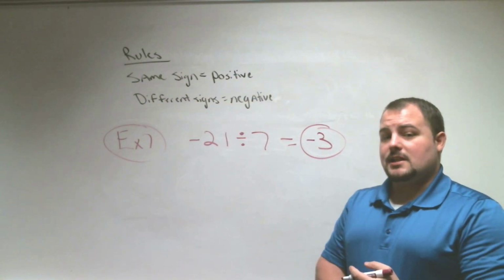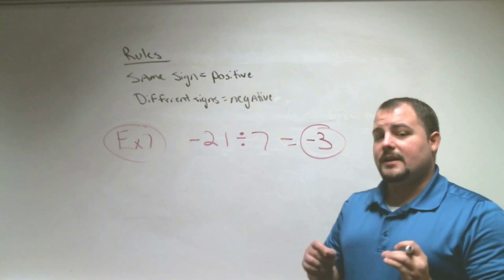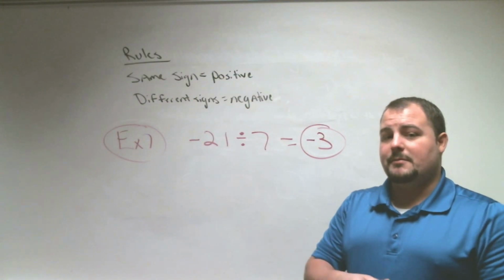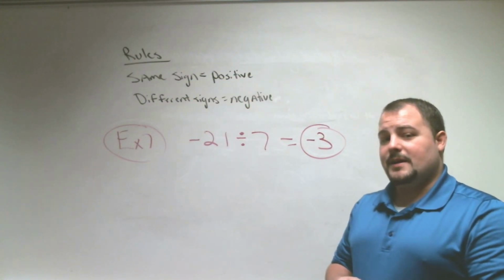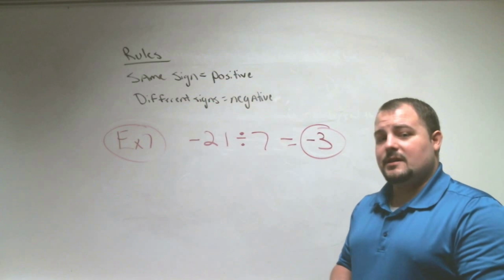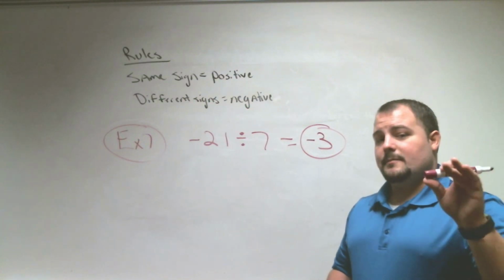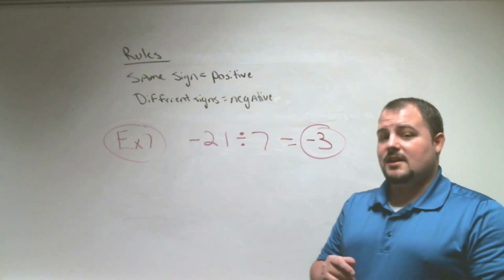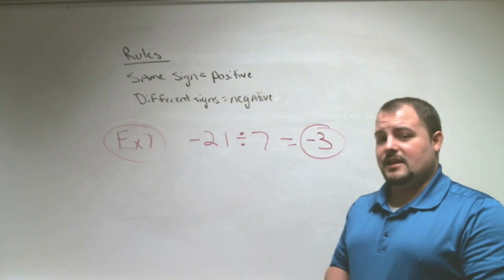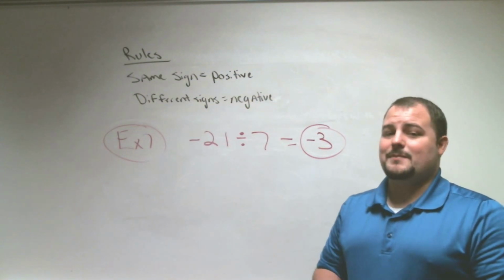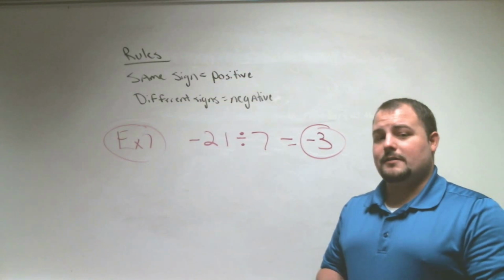So that's it for today's lesson. Just remember, whenever multiplying or dividing, the rules are the same. Keep them the same. Positive times a positive is a positive. Negative times negative, that's a positive. Positive times negative, that's negative. And negative times positive, that's a negative. Anytime the signs are the same, it's a positive. Anytime the signs are different, it's negative.